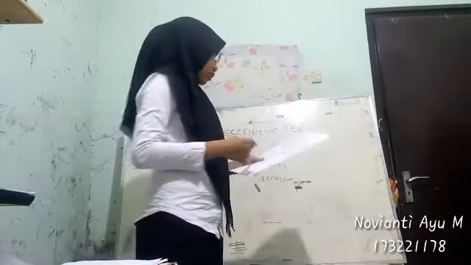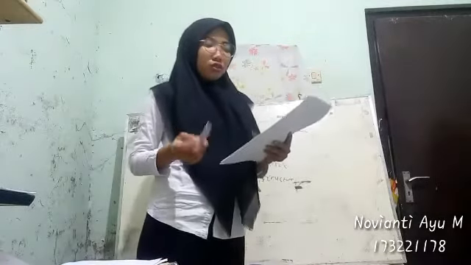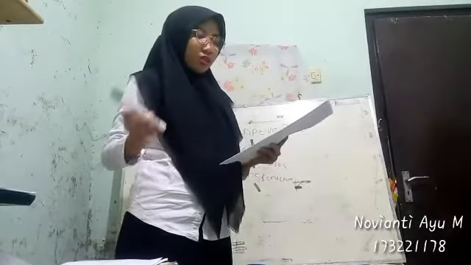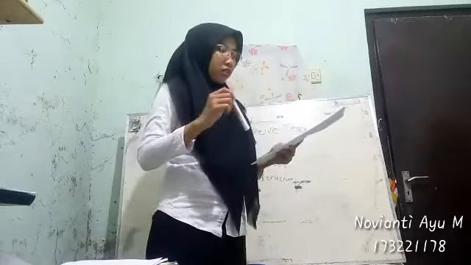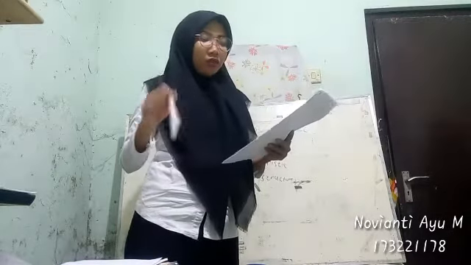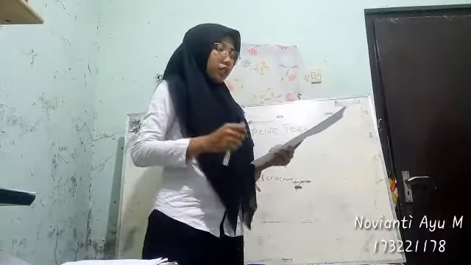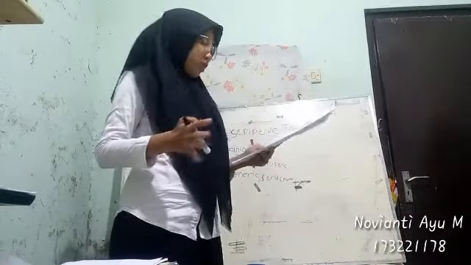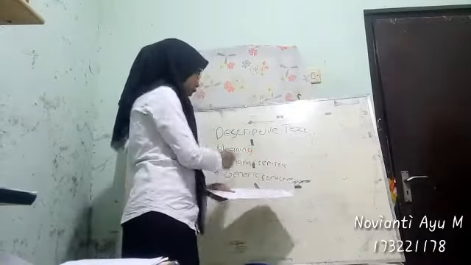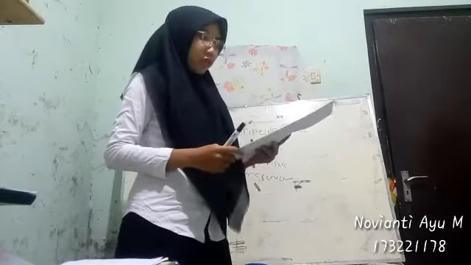Social function of descriptive text: to introduce a place, person, or tourist site, to promote a place, person, or tourist site, and then to identify a place, person, or tourist spot, and the last is to describe a place, person, or tourist spot. And the second is characteristic of descriptive text.